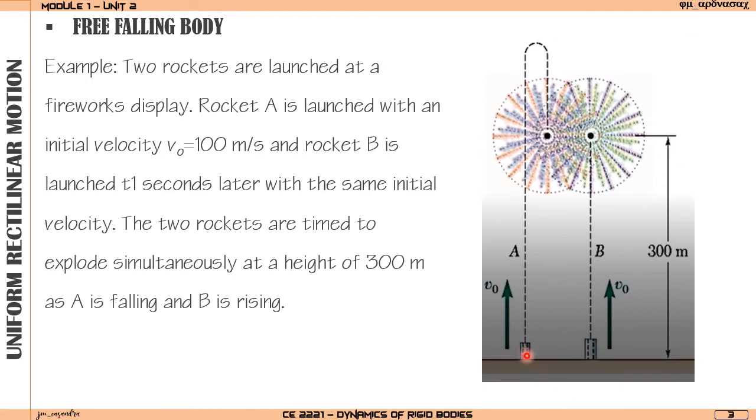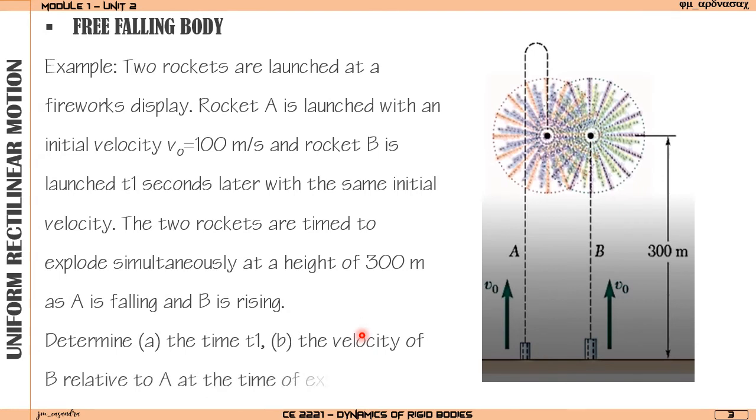So, rocket A will start first to move up. And once it reaches a height of 300, when it goes down, that's the same time that rocket B is also moving up at the same height of 300 meters. But technically, rocket B will start later compared to rocket A. So in this situation, we are now going to solve for letter A, the time t1, and letter B, the velocity of rocket B relative to rocket A at the time of explosion.